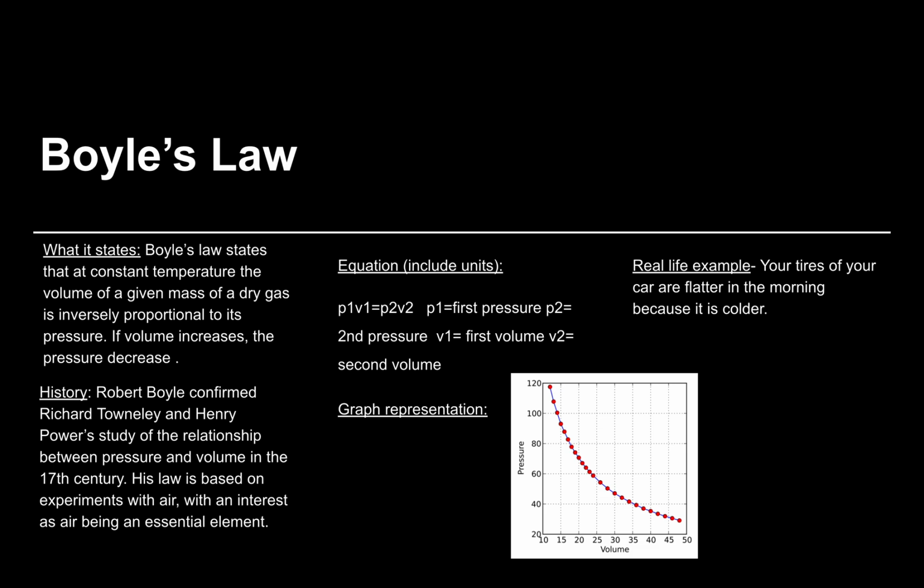So the first law we're going to introduce is Boyle's law, which states that at a constant temperature, the volume of a given mass of a dry gas is inversely proportional to its pressure. So if the volume increases, the pressure decreases.